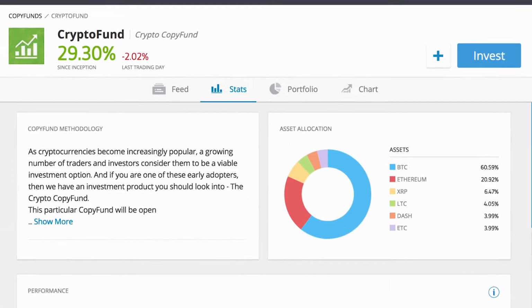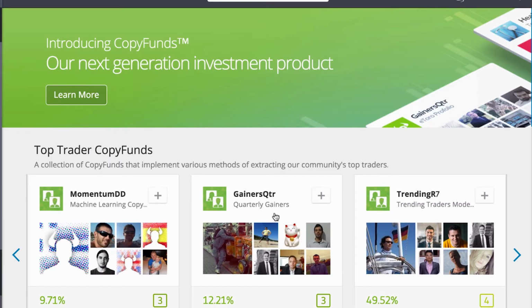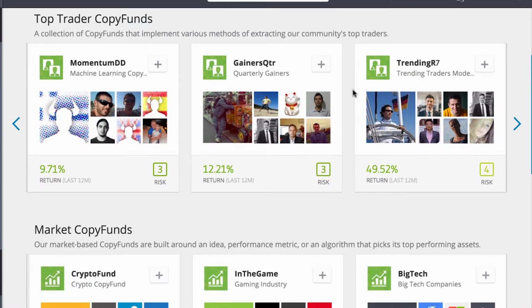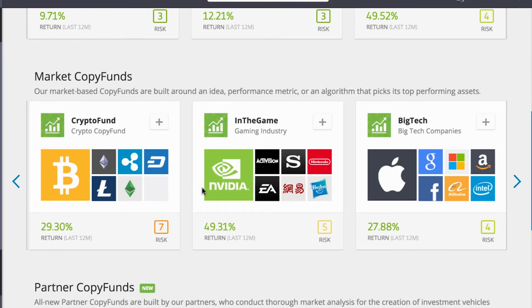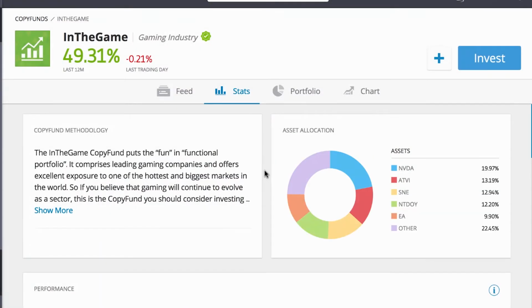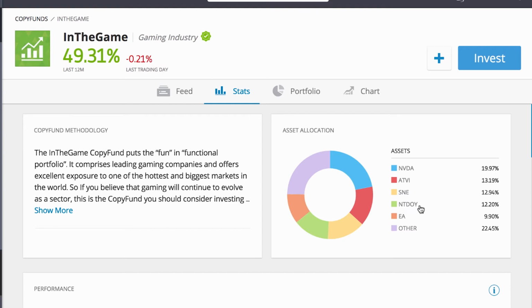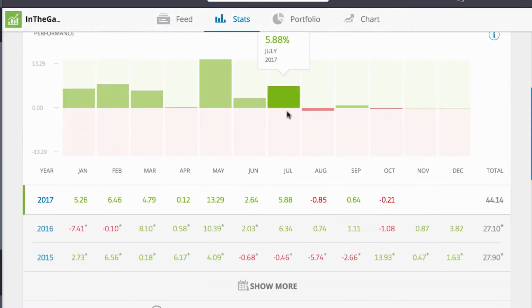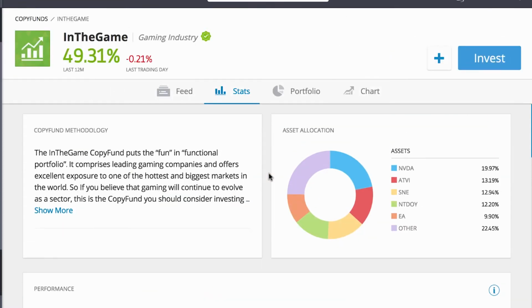So, if I go back to invest in Copyfunds here, here we've got the ones with the people. Here we've got the ones with market Copyfunds. Here, look, this one focuses on the gaming industry. As a sector, it's saying, I think the gaming industry is strong, it's going to do well. If we look inside, we've got companies like Nvidia, who make hardware, Activision Blizzard, who make software games, Sony, Nintendo, Electronic Arts, again, they make games. So some are hardware, some are software, but it's all gaming industry. It's betting that the gaming industry overall will go up, okay? Here, performance, you can see everything. You can see the same things.